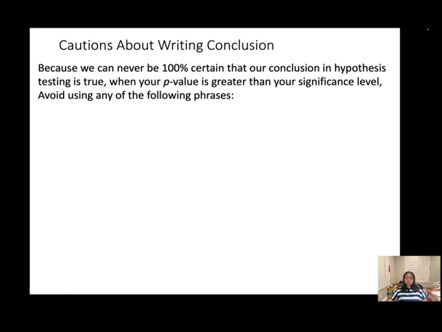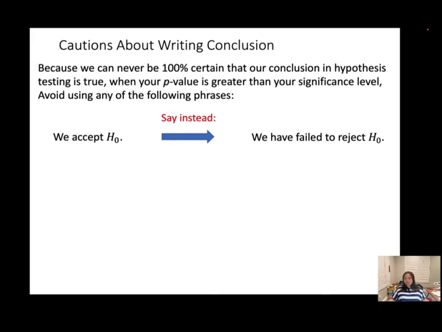Caution about writing conclusions, because we can never be 100% certain that our conclusion in hypothesis testing is true. When your p-value is greater than your significance level, avoid using certain phrases. We accept the null hypothesis. You know, when I explain to you guys, I may say that, but when we're working on hypothesis testing, we never say we accept it. We can only say we have failed to reject. Fail to reject means we may not have sufficient evidence to reject this. But we never say we accept the null hypothesis.